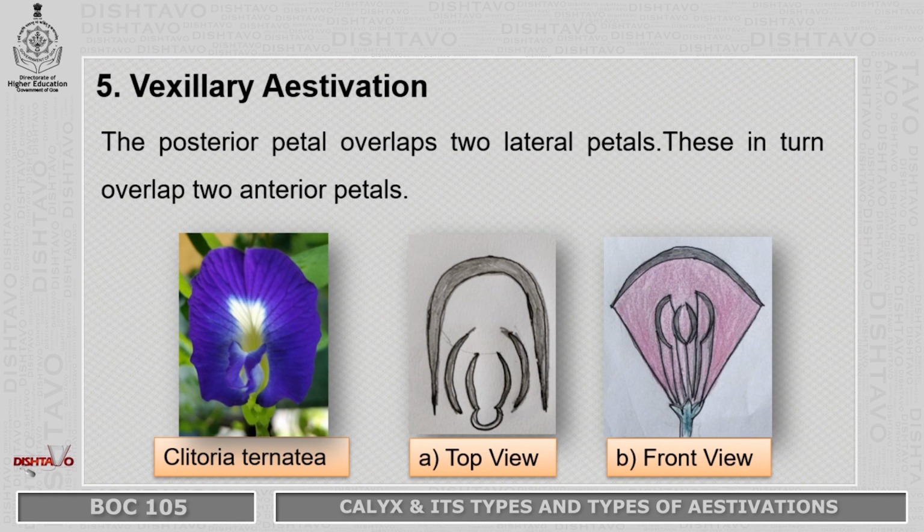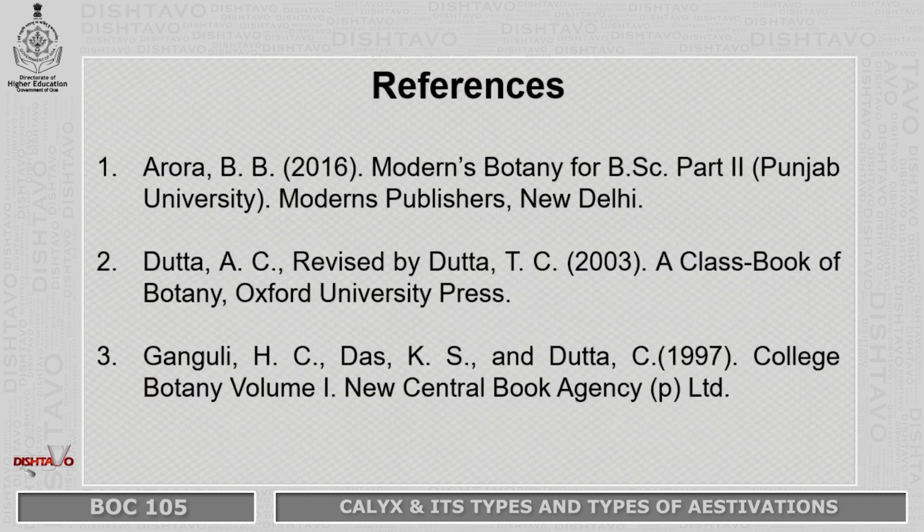The fifth type of estivation is vexillary estivation. In vexillary estivation, the size and the shape of the petals varies. There are 5 petals. The posterior petal, which is the bigger petal, overlaps the 2 lateral petals. These 2 lateral petals in turn overlap the 2 anterior petals. The example of the flower which shows vexillary type of estivation is Clitoria ternatea.